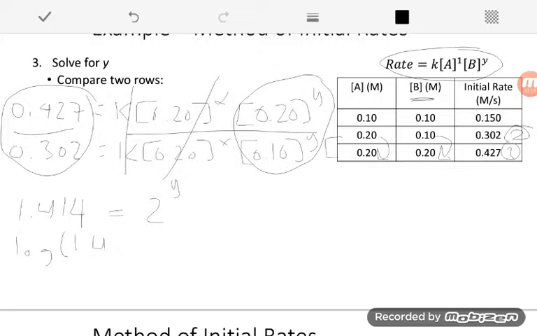So the log of 1.414 is equal to the log of 2 raised to the power of y. And the reason we use logarithms is because logarithms have this property that if you have something you're taking the log of and it has an exponent, you can move that exponent and put it right out in front.